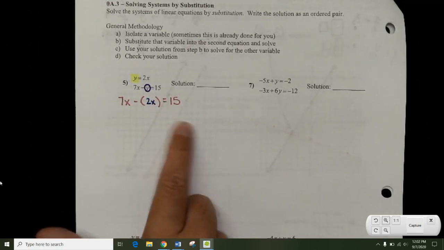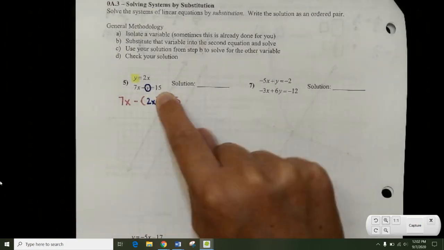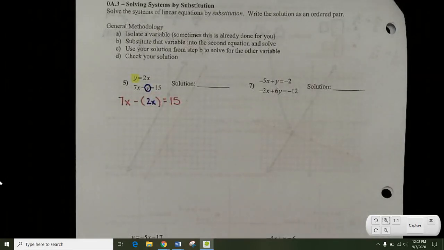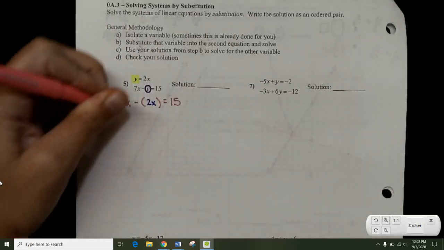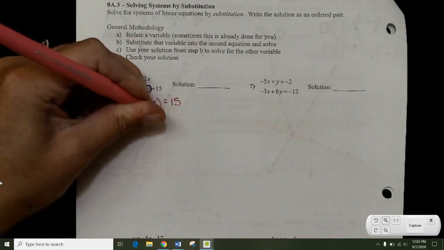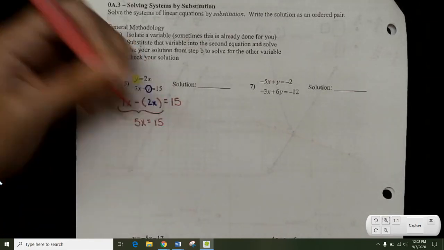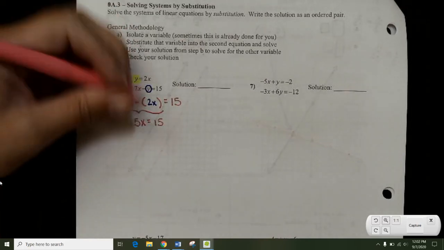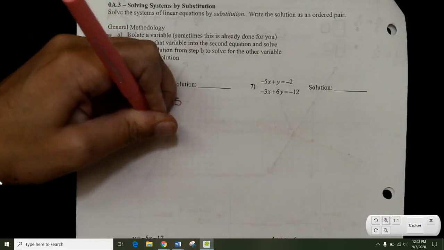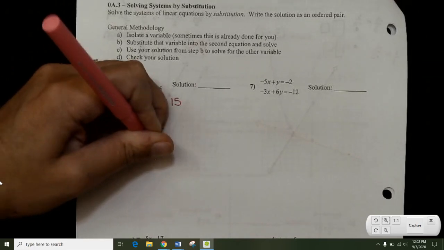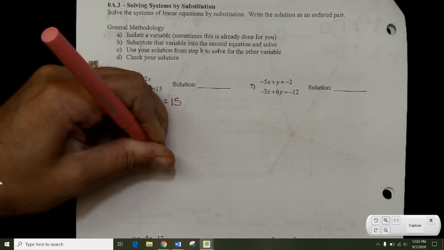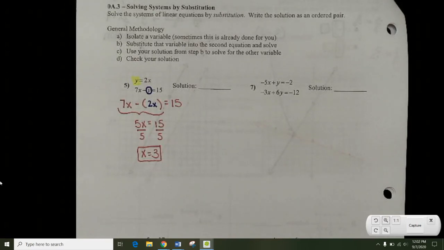So now this equation says the same thing as 7x minus y. We've just used 2x instead of y. So that's the substitution piece. You're replacing a variable with what it's equal to. So in this equation, now I can combine these. 7x minus 2x is 5x. 5x equals 15. Divide by 5 on both sides. And I have x equals 3. Boom. I already have what x equals.